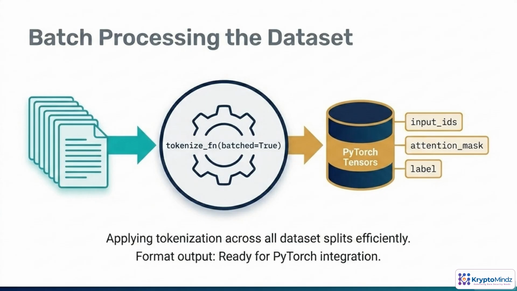Here we're building the bridge from raw text to model-ready tensors. You define a tokenize function that takes a batch of texts, applies the tokenizer with padding and truncation, and returns the usual fields like input IDs and attention masks. Then you call dataset.map with batched=True, so every split is processed efficiently. Finally, you set the format to PyTorch so training loops and the Trainer API can consume the dataset directly.